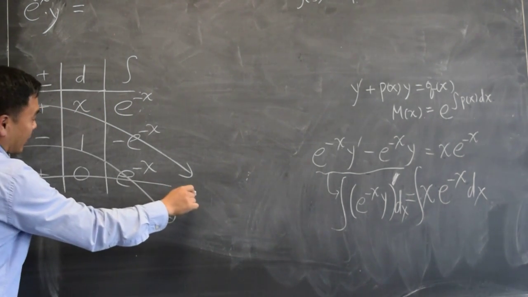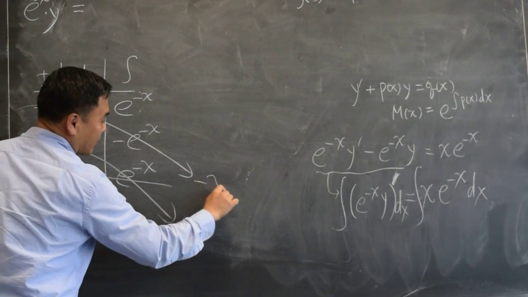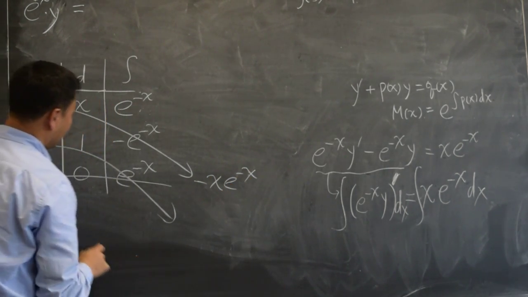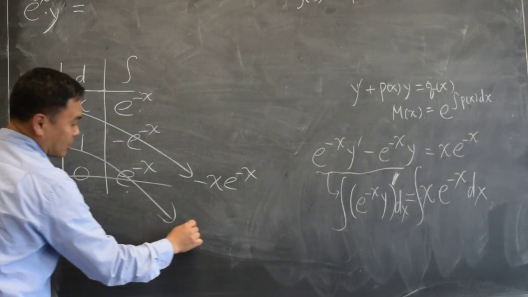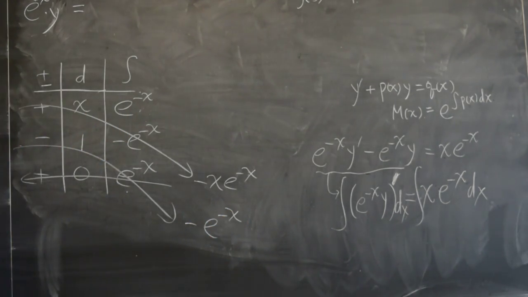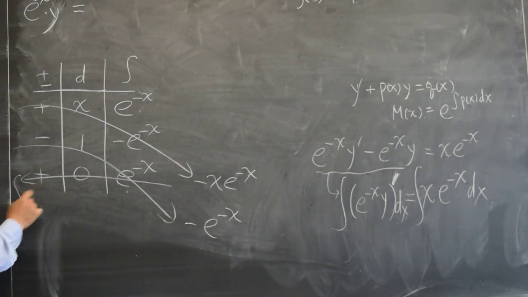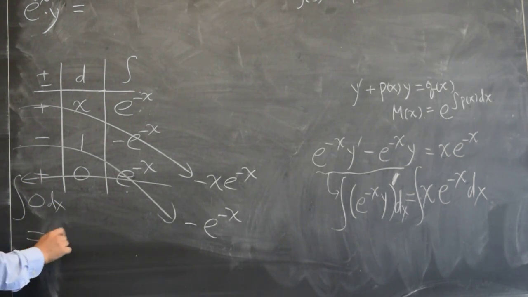So going that way, I get negative x e to the negative x. Multiplying these, I get negative e to the negative x. And the last row has to be integrated, but if you multiply them, you get 0. When you integrate 0, you get c.